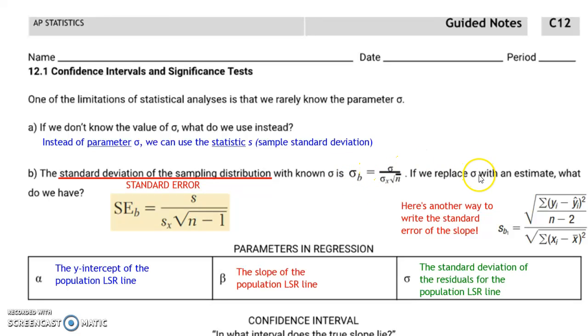If you replace the standard deviation with an estimate like s, the sample standard deviation, what do we have? In other words, it's saying rewrite this using the symbol s. And you can see that this is simply rewritten in that way. The standard error of the slope is equal to the sample standard deviation divided by the sample standard deviation of the x values times the square root of n minus 1. This is another way to write the standard error of the slope. It's included here because, one, it's in the textbook, and two, if it ever asks you on the multiple choice, what's another way to write the standard error of the slope? Well, here it is.